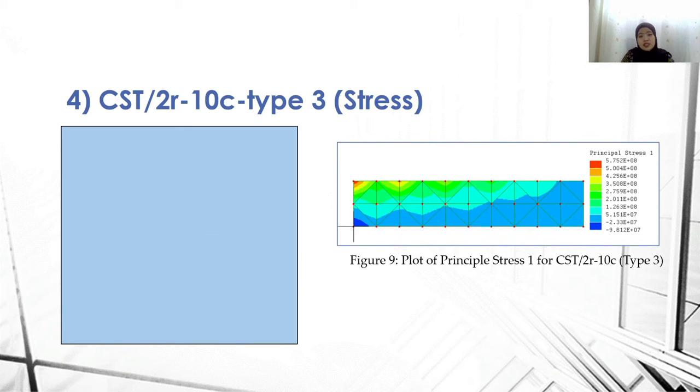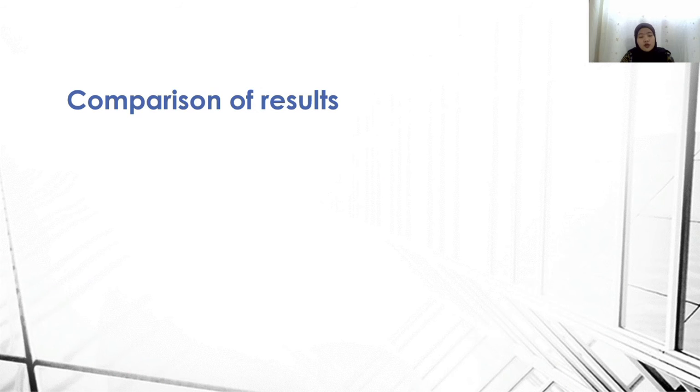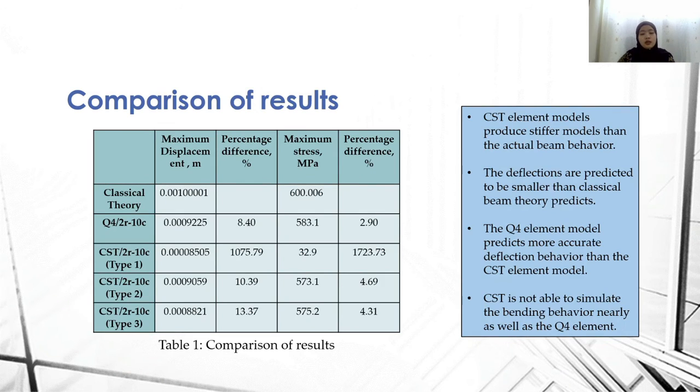Last but not least is the stress. The plot of principal stress 1 is shown in figure 9, and we can see from here that the maximum stress is 575.2 megapascal, and the percentage difference between the FEA result and the classical result will be 4.31%. So here is the comparison of results. Table 1 shows the comparison of results.